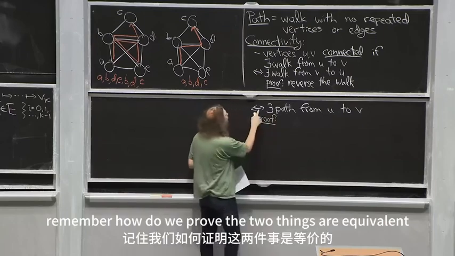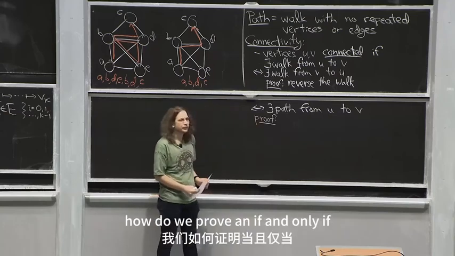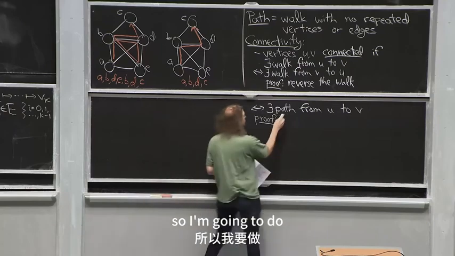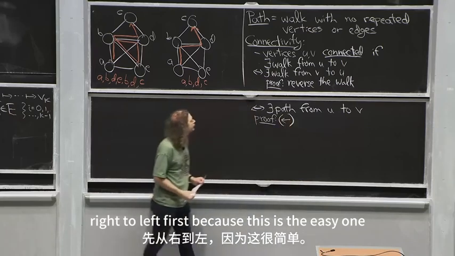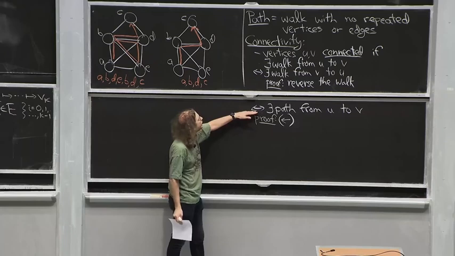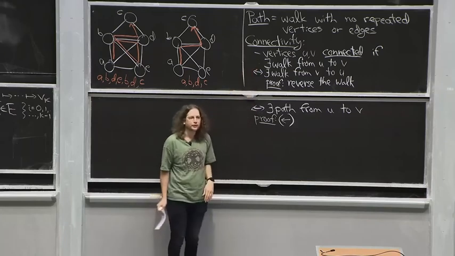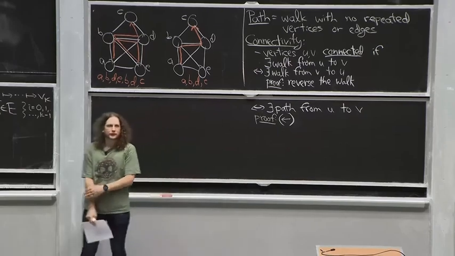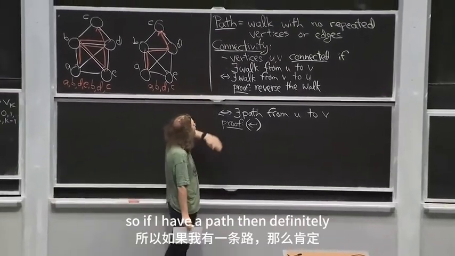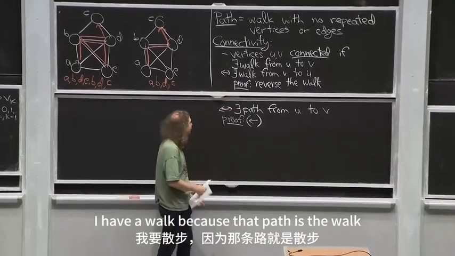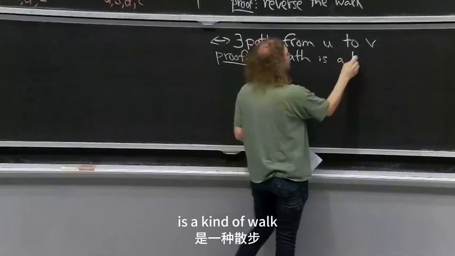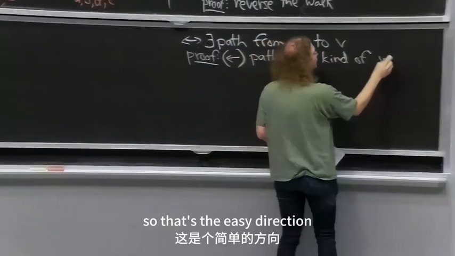So remember, how do we prove that two things are equivalent? How do we prove an if and only if? We do it in two parts. We prove left to right and right to left. So I'm going to do right to left first, because this is the easy one. Why is it, I ask you, if I have a path from u to v, is there necessarily a walk from u to v? Any suggestions? Yeah. A path is a walk. A path is a special kind of walk. So if I have a path, then definitely I have a walk, because that path is the walk. So I would usually write path is a kind of walk. So that's the easy direction.